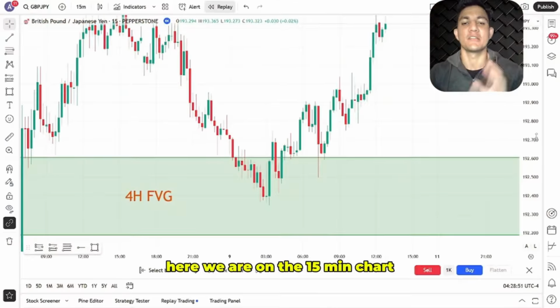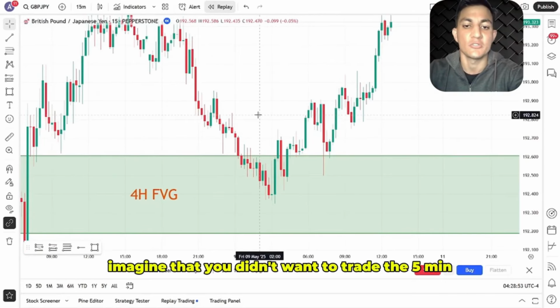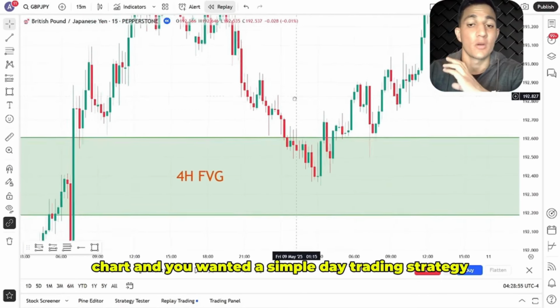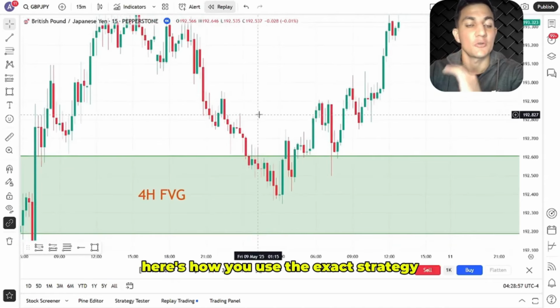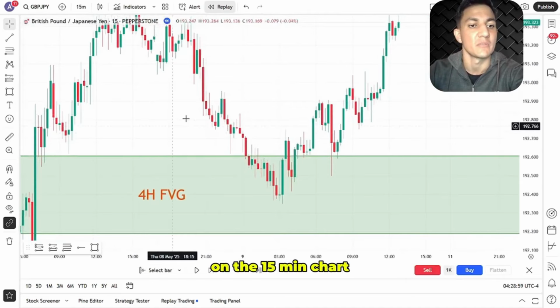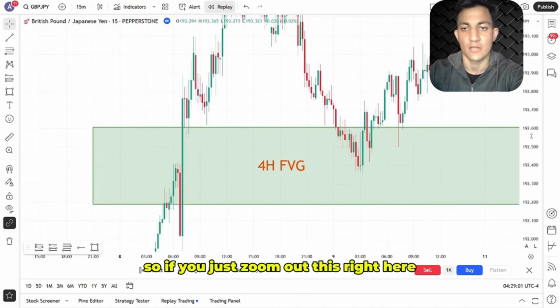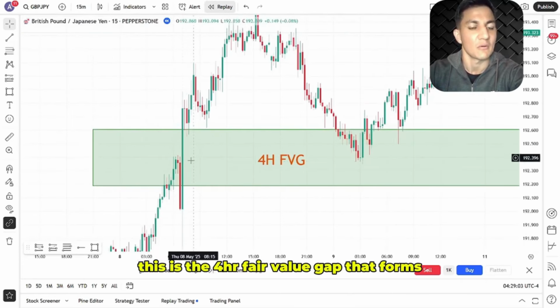Okay, so here we are on the 15-minute chart. Let's imagine that you didn't want to trade the 5-minute chart and you wanted a simple day trading strategy. Here's how you use the exact strategy on the 15-minute chart. If you just zoom out, this right here, you can almost see it. This is the 4-hour fair value gap that forms.